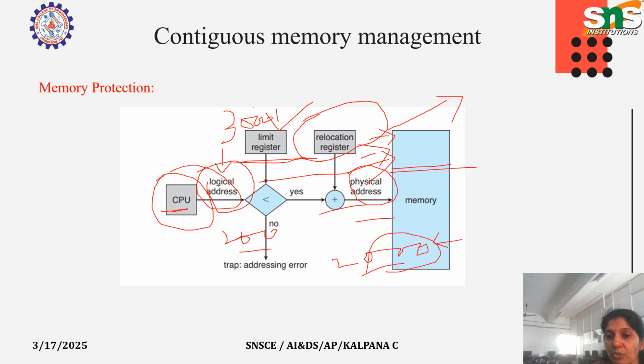Okay, so usually we calculate the physical address with the help of the logical address. The logical address is generated by the processor, that is the CPU, and the base address and the size of the process will be set by the operating system once the process is loaded in the main memory.